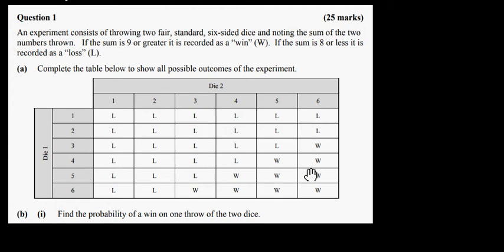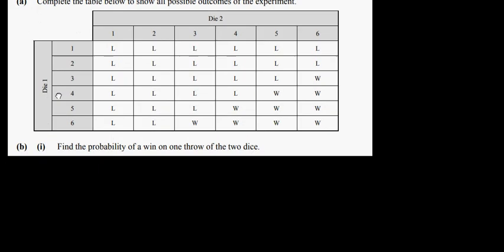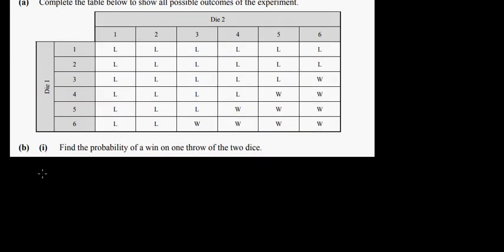You can see down here is where we would win. So for example, if we threw a 6 and a 5, that would give us 11. So that's 9 or greater, so we would put a W here for a win. Find the probability, then this is part B1, so here find the probability of a win on one throw of the two dice. So what we need here is the probability of a win.